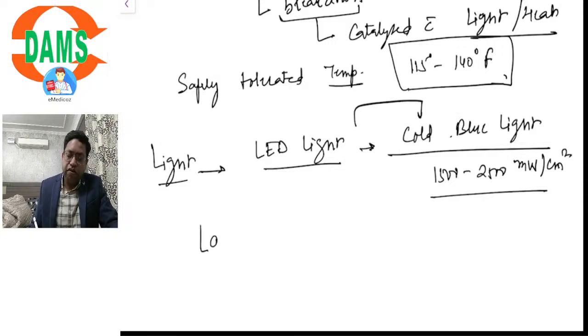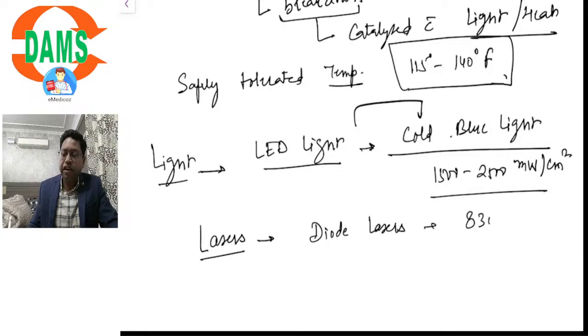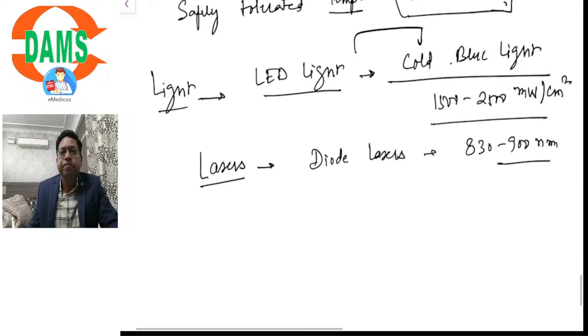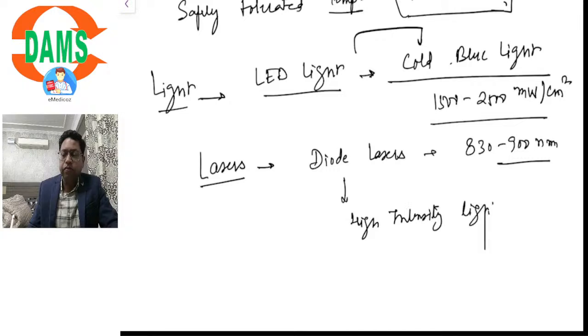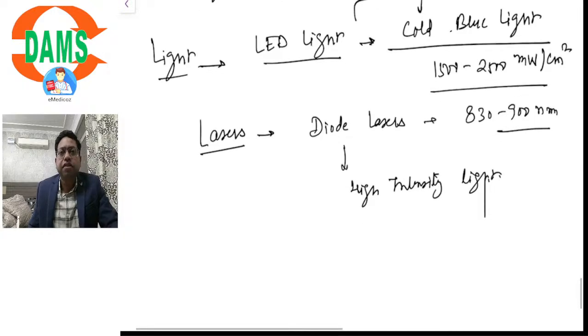We can also use lasers. Lasers most commonly used are the diode lasers in the range of 830 to 900 nanometer wavelength. These lasers also emit high intensity light that catalyzes the breakdown of hydrogen peroxide rapidly to release nascent oxygen.